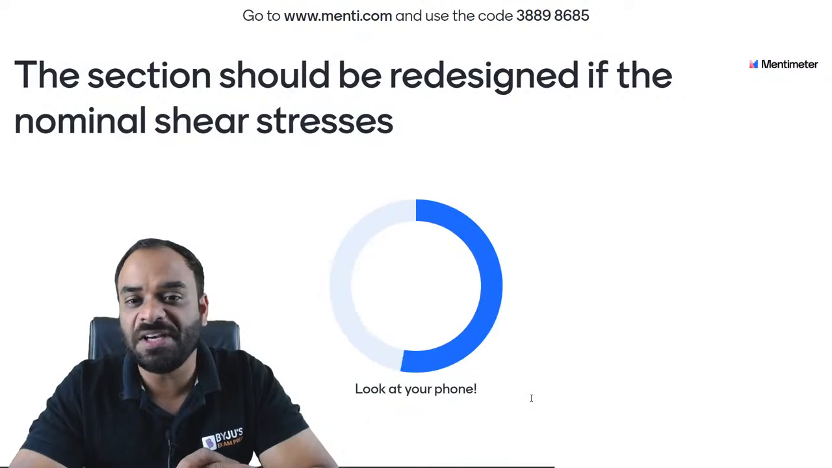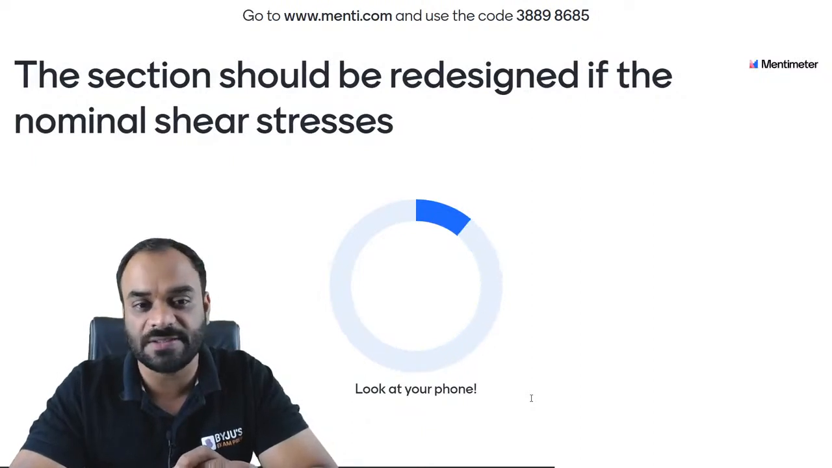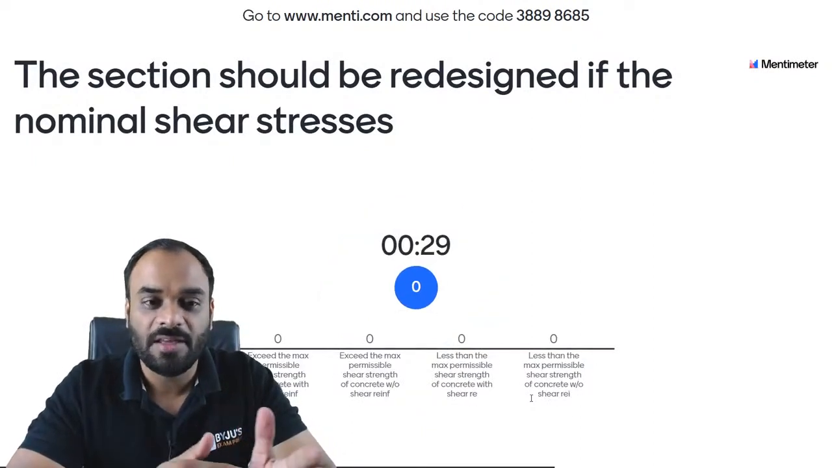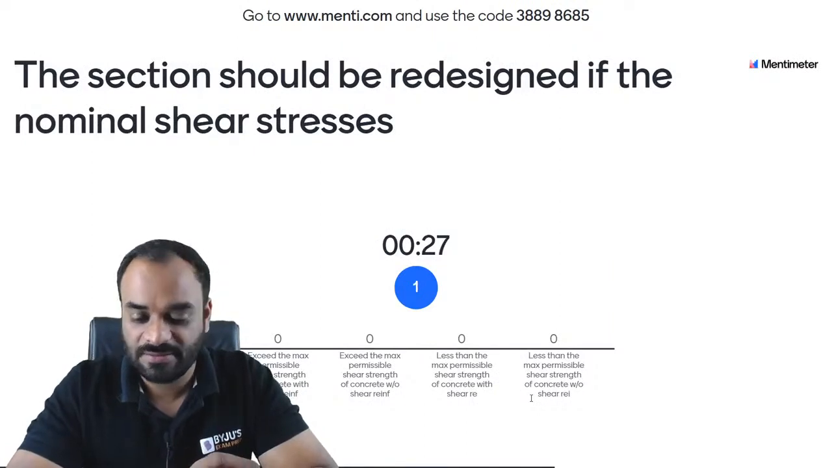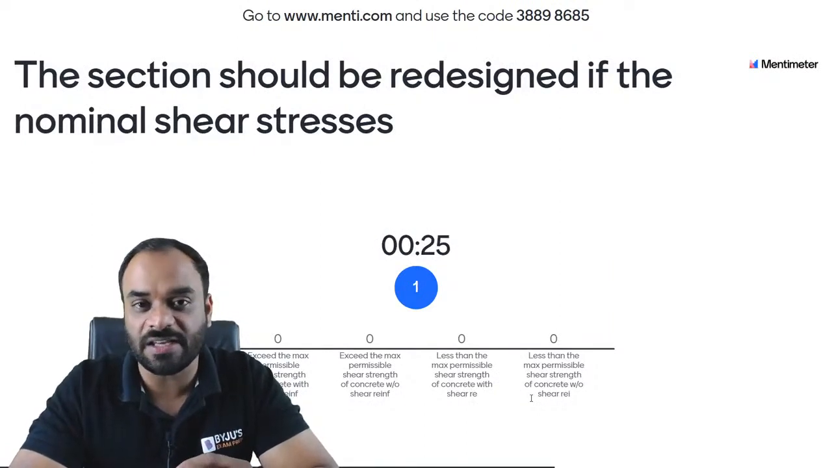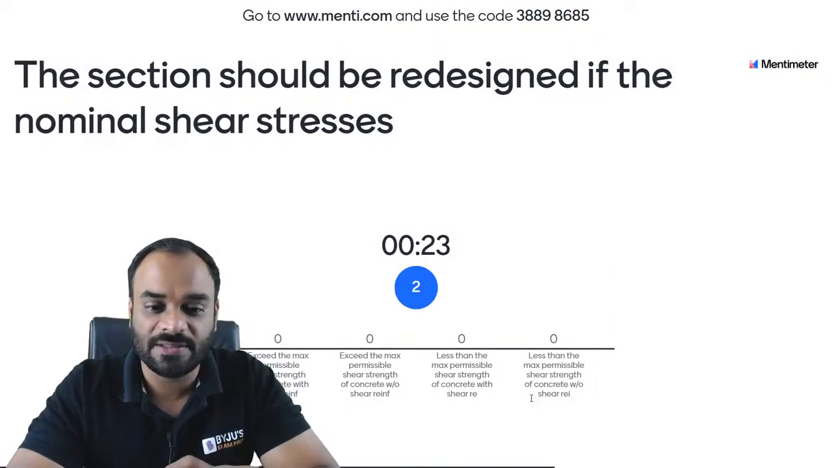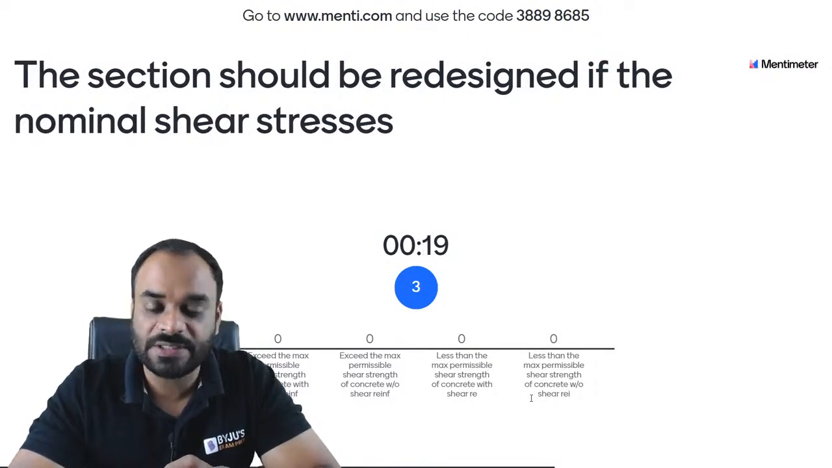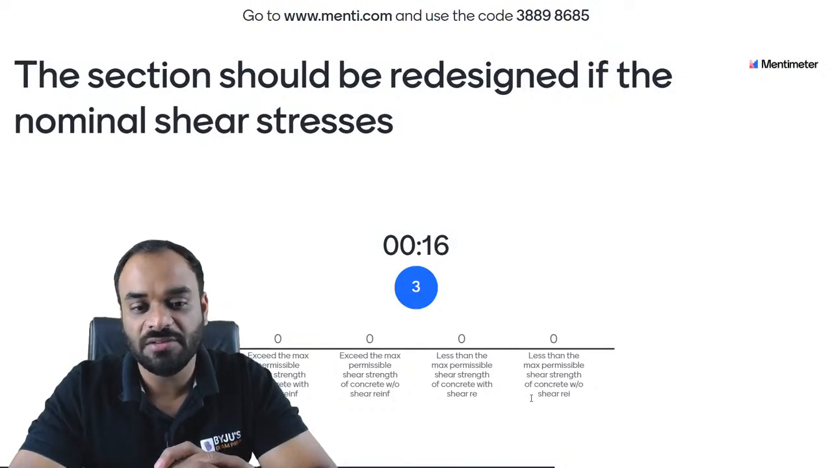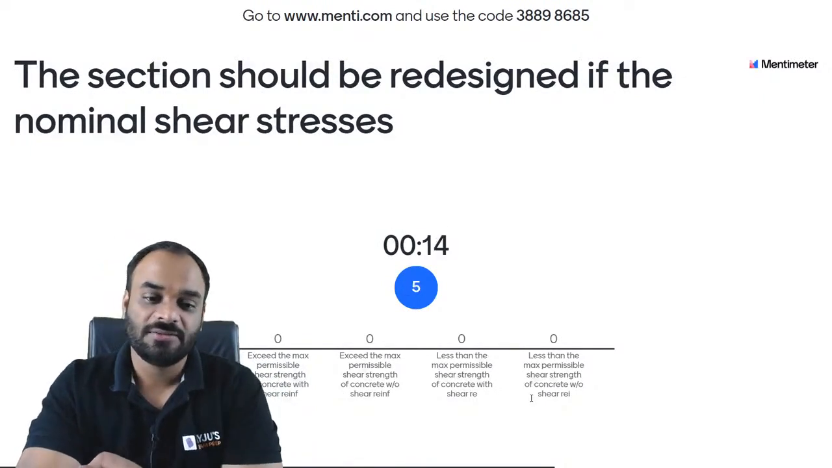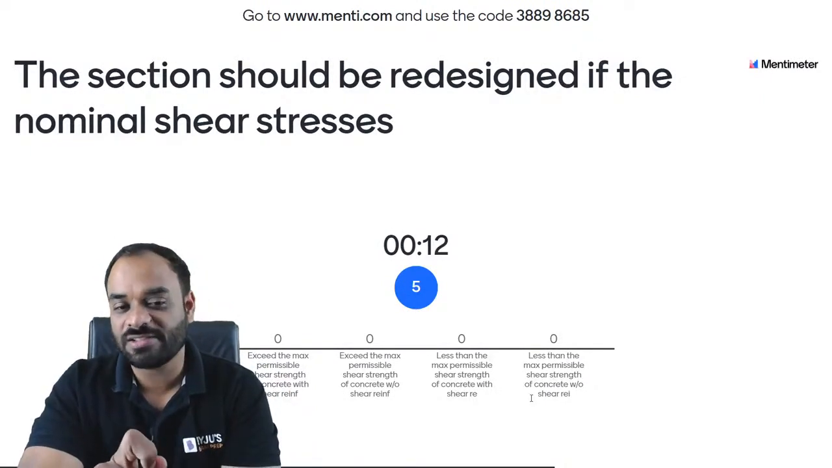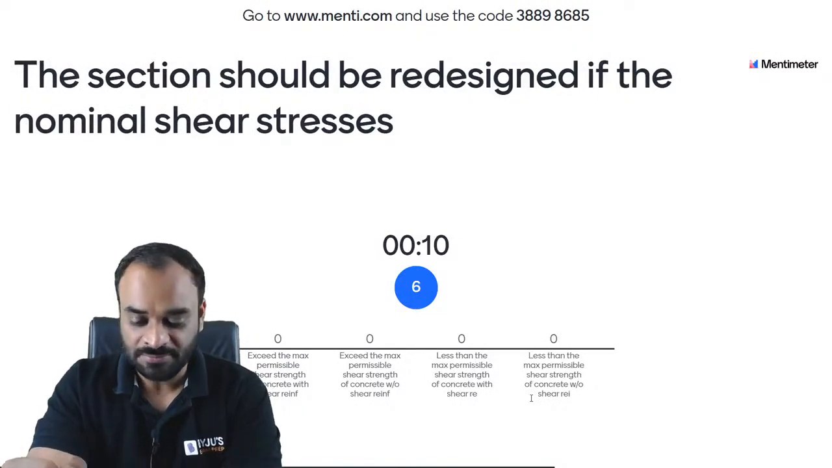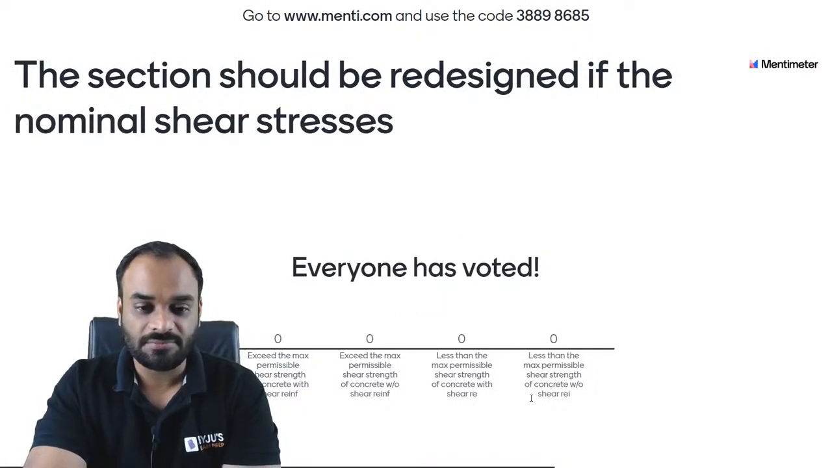The section should be redesigned if the nominal shear stresses. There are 4 conditions which are given to us, right? Kindly read it very carefully before putting your answer, है ना? यहाँ टाइम थोड़ा लग सकता है, but आंसर सही देना. Okay, let's see.